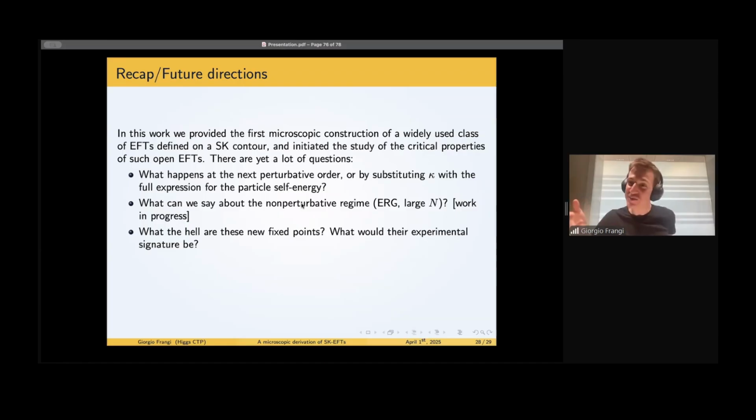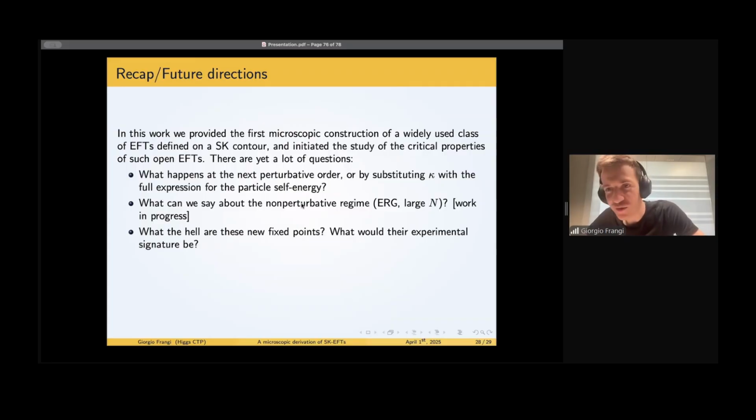Anyway, the next question is, of course, what the hell are these new fixed points? Can we even talk about them as if they are really fixed points? What's their experimental signature? That's something I mentioned before. If you calculate the scaling dimensions at these fixed points, you get complex numbers, which, if you follow through, means that in general you would expect the critical exponents at those fixed points to be complex.